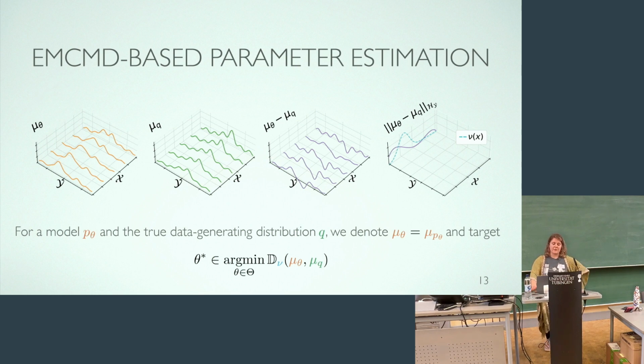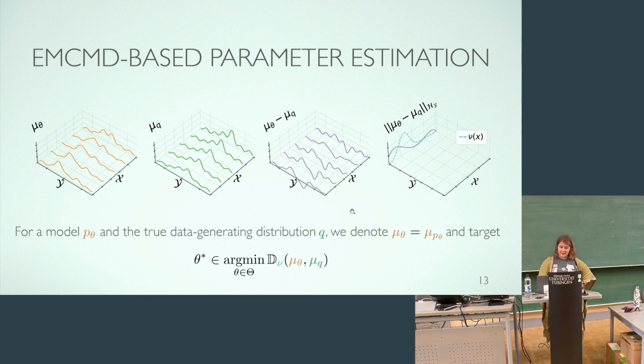And so we're going to investigate, of course, using this distance for parameter estimation. Suppose we have a family of models p theta for theta in some parameter space, and the true data generating distribution Q. Just for notational convenience, from now on, I'm going to say that mu theta is mu p theta. And we're going to target the parameter theta star that minimizes the distance between the embedding of p theta and the embedding of Q. And in a second, we're going to talk about why that's a good idea and what good qualities theta star has.